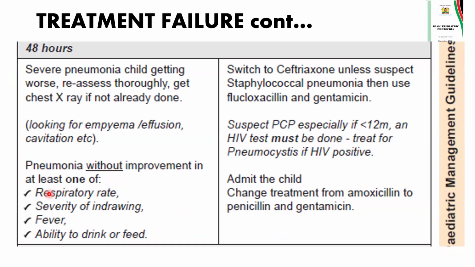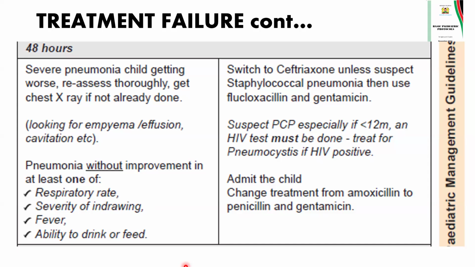Pneumonia without improvement in at least one of the respiratory rate, severity of indrawing, fever, and inability to drink or feed. So if you're treating severe pneumonia, but it's not improving after 48 hours, you'd now want to consider that maybe there is resistance. And as Joshua mentioned, you'd now want to change your antibiotic and upgrade.